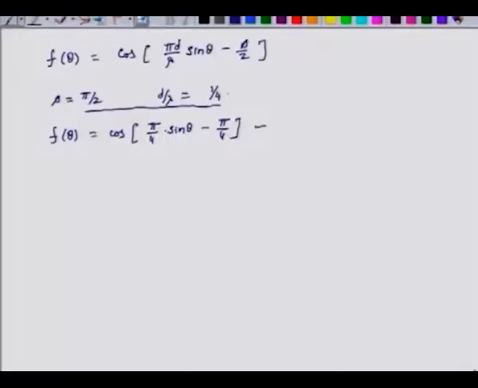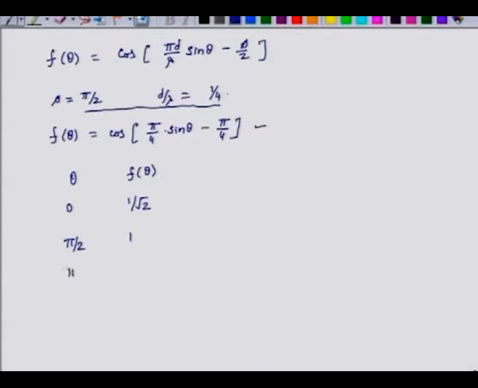Now, what I am going to do is compute different values of f for different values of theta. So, I have a table of theta and f of theta. At 0 degrees, sine of theta is 0, so what I have in the parenthesis is minus pi over 4, and f of theta is 1 over root 2. For theta equals pi over 2, sine of theta is 1, I have pi over 4 minus pi over 4 in the parenthesis, which equals 0. So, cosine of 0 is 1.